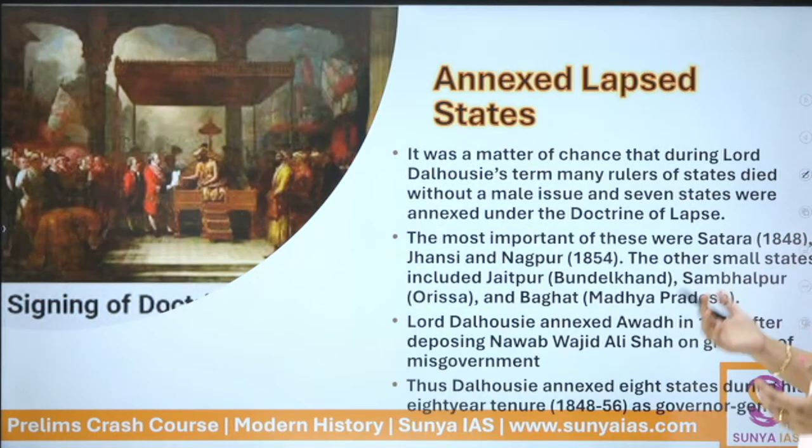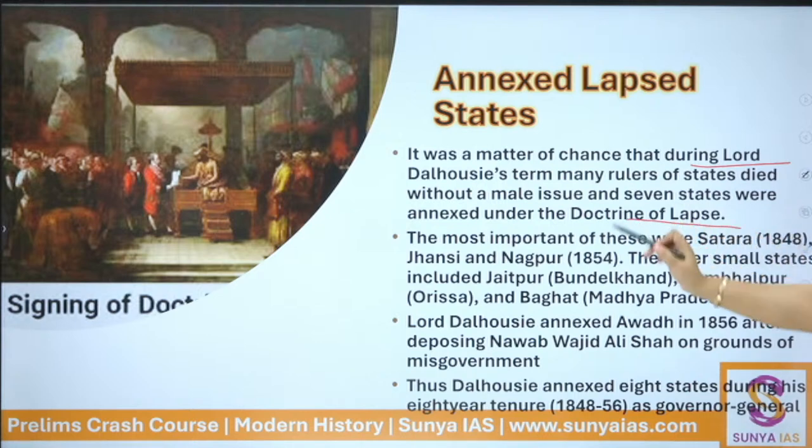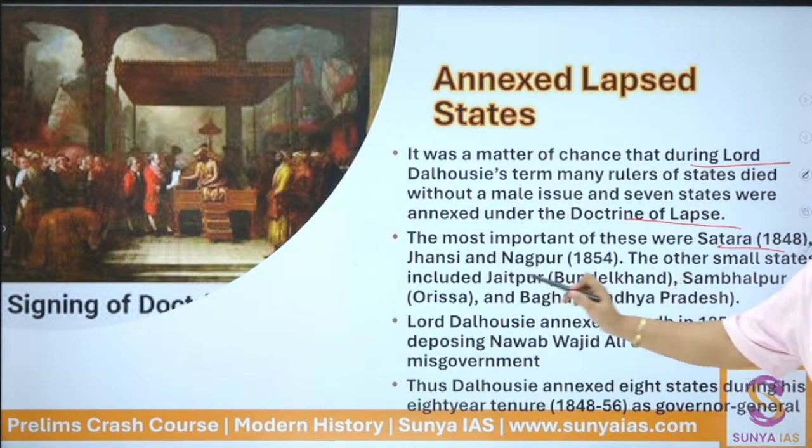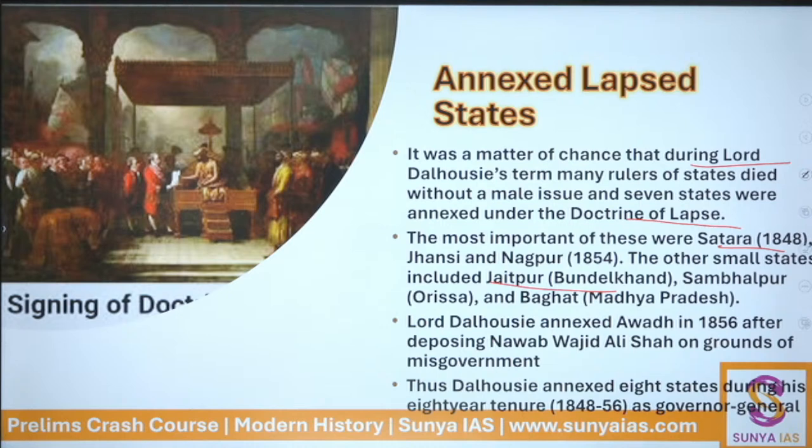So to start this paramount power, Lord Dalhousie started this new doctrine of lapse. In Satara in 1848, they got this idea of doctrine of lapse and took control of it. Jaipur, Bundelkhand, Sambalpur in Odisha, Bhagat in Madhya Pradesh, all these areas. Even Lord Dalhousie annexed Awadh in 1856 after deposing Nawab Wajid Ali Shah on the grounds of misgovernance.